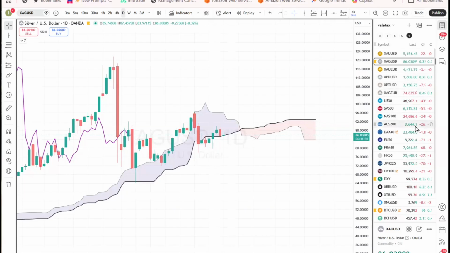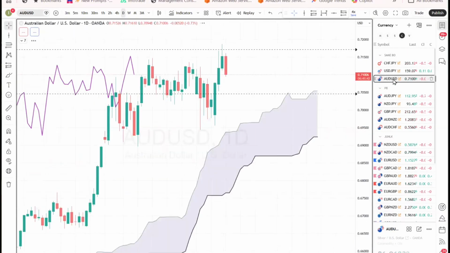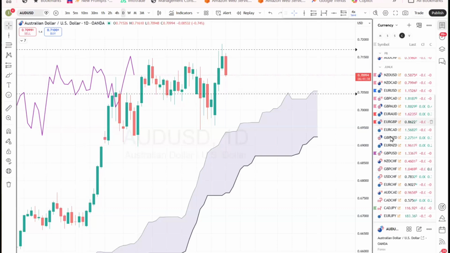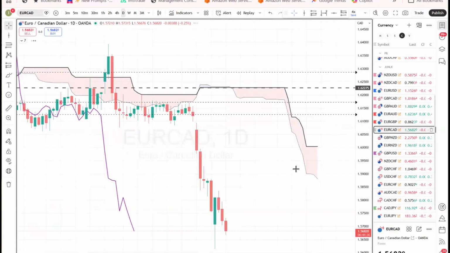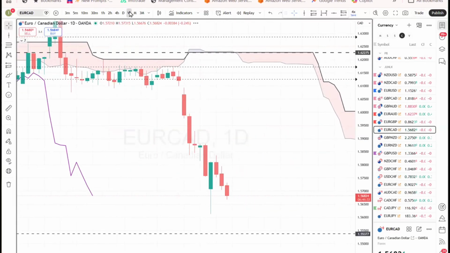Okay. Any instruments you guys want to look at? Maybe some currencies or something? This was one yesterday. And actually, I think we did EuroCAD yesterday. This is a bearish trade that we showed yesterday on Dial Talk.